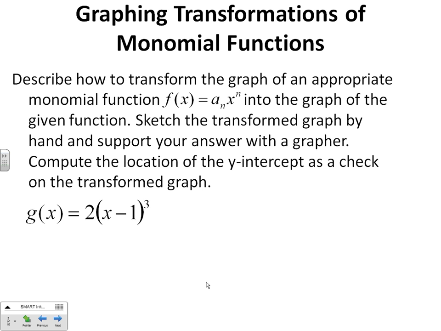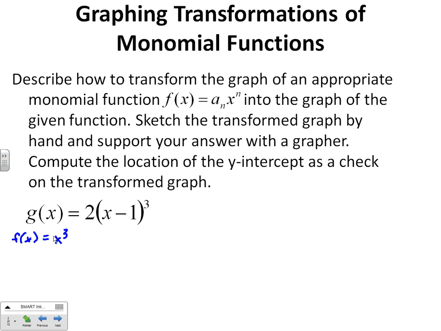Okay, so that's a whole lot of instructions. Let's break this down one at a time. First off, this g of x equals 2 times (x minus 1) cubed. The monomial function that this has to do with is the cubic function. It's the shift and stretch of f of x equals x cubed. Okay, and that's important for us to realize, what is basically the parent function of this.